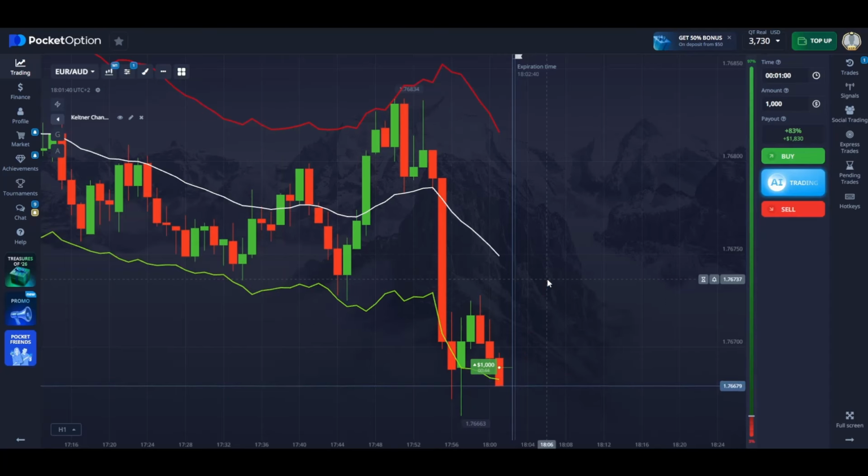So basically the essence of the strategy is to trade on the bounce from the lower or upper line of the Keltner channel.